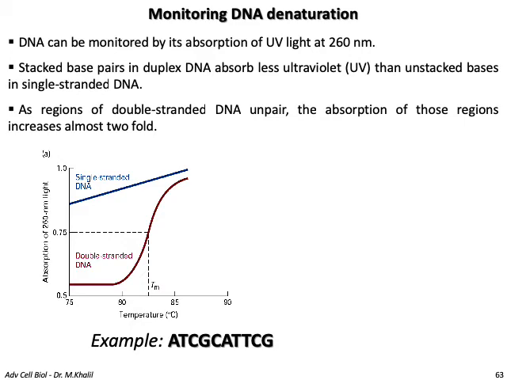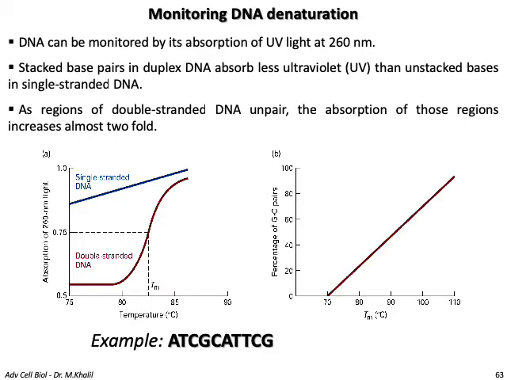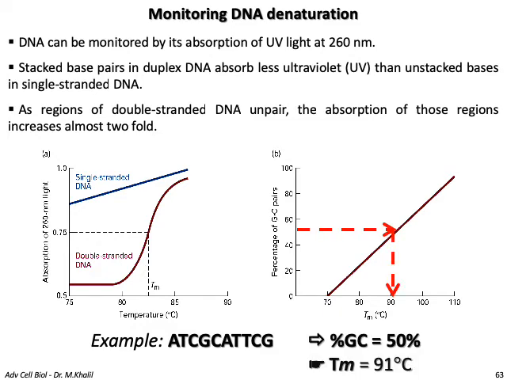For example, if we have this sequence of nucleotides and we want to calculate how much temperature I need to separate this DNA molecule, we need to calculate the percentage of GC. If you calculate it, it's around 50%. You count the GCs, you will find 5 GCs over 10 total nucleotides, so it comes to 50%. And from the figure you can find it's around 91 degrees centigrade.